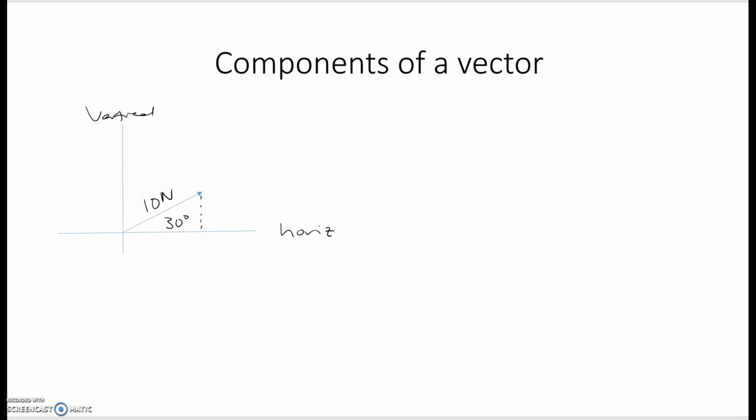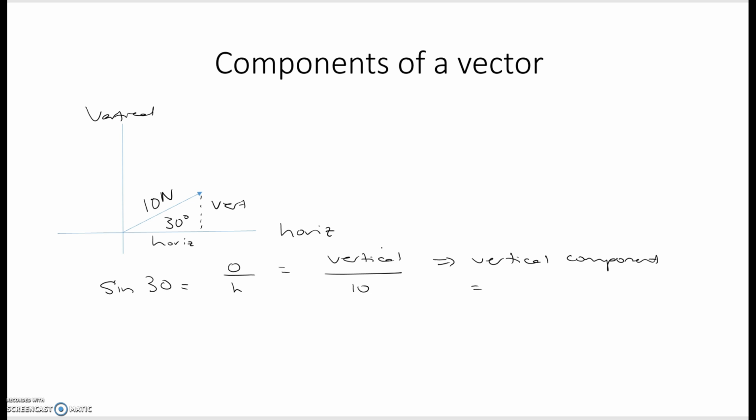Now the vertical and the horizontal, so that's the vertical and that's the horizontal, we can find these by using trigonometry, and we should know that sine of 30 equals the opposite over hypotenuse. So that's the vertical component over, in this case, 10. We can do some rearranging so that we can find that the vertical component is 10 times sine 30, which is 5 newtons.